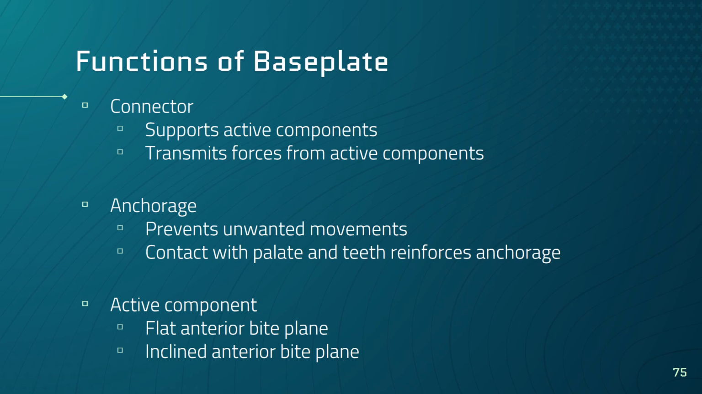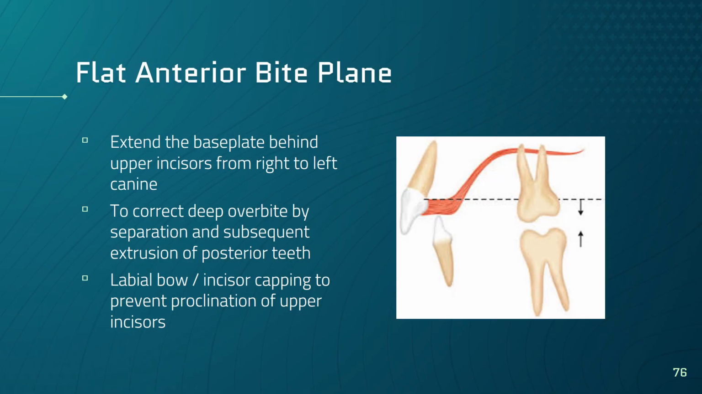by the incorporation of an anterior bite plane. Now, let's have a look at the bite planes. First, we have a flat anterior bite plane. Now, this is obtained by extending the base plate behind the upper incisors from left to right canine. Now, this is used to correct a deep overbite.